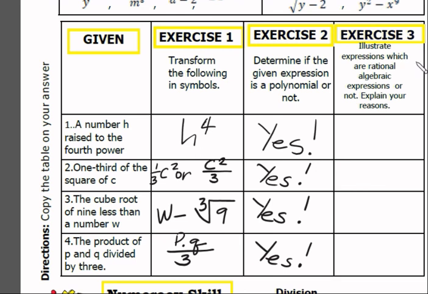Exercise 3. Illustrate expressions which are rational algebraic expressions or not. Explain your reasons. Now, we have to answer exercise 1 before 2 and 2 before 3. So we're done. Why yes? What's the reason? Well, one of the reasons is that it contains a positive exponent. Reason is, yeah, now you can write: it is a rational algebraic expression.